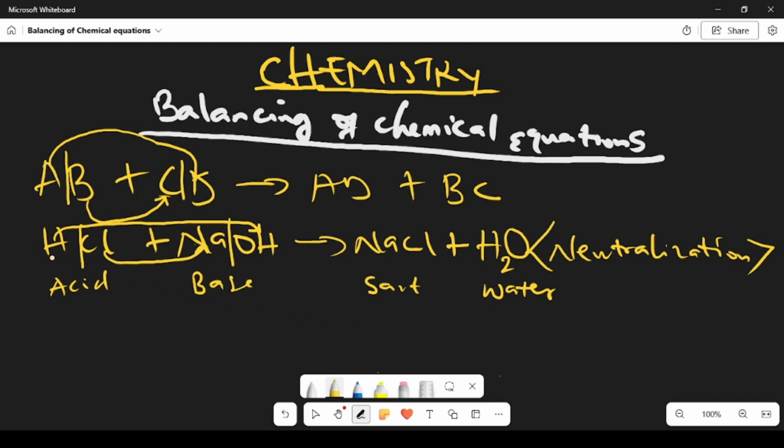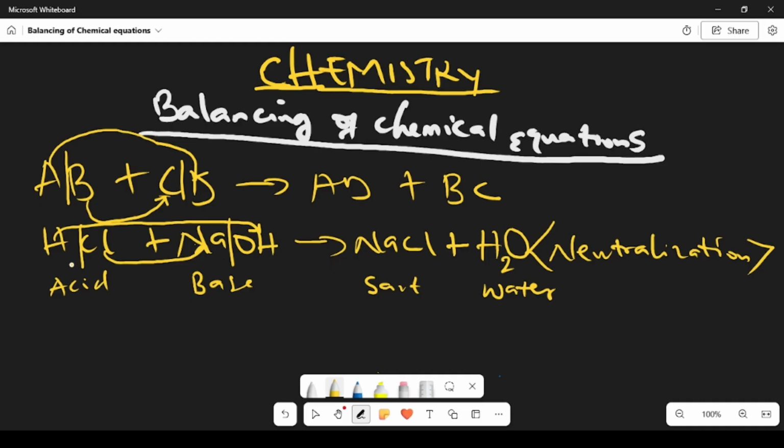Now, in balancing, we have how many atoms of the elements that make up this compound? How many of them are present? So we have hydrogen, we have chlorine, we have sodium, and we have oxygen. So a total of 4 elements make up these compounds. So you have to balance element by element.